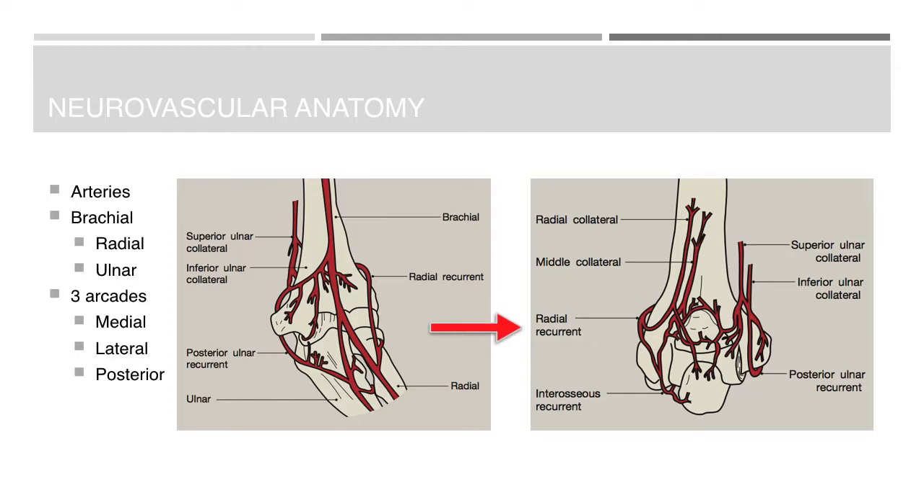The posterior arcade is formed in the olecranon fossa by anastomosis of the superior ulnar, radial, and middle collateral arteries proximally, as well as the interosseous recurrent artery distally.